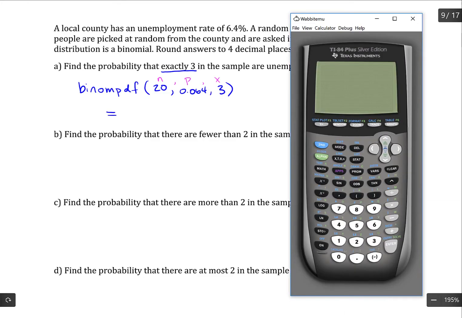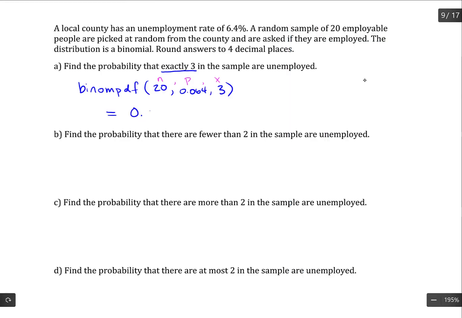So binom PDF, we get the calculator out and press second vars, which takes us into the distributions menu. Then scroll down until we get to binom PDF. There's 2 items there for binomials. Just make sure you get the correct one. The number of trials is 20. We put that in first and then comma, 0.064, comma, 3. And it will calculate our probability for us, which in this case is 0.0971. I'll use 4 decimals because that's what it says in the problem.